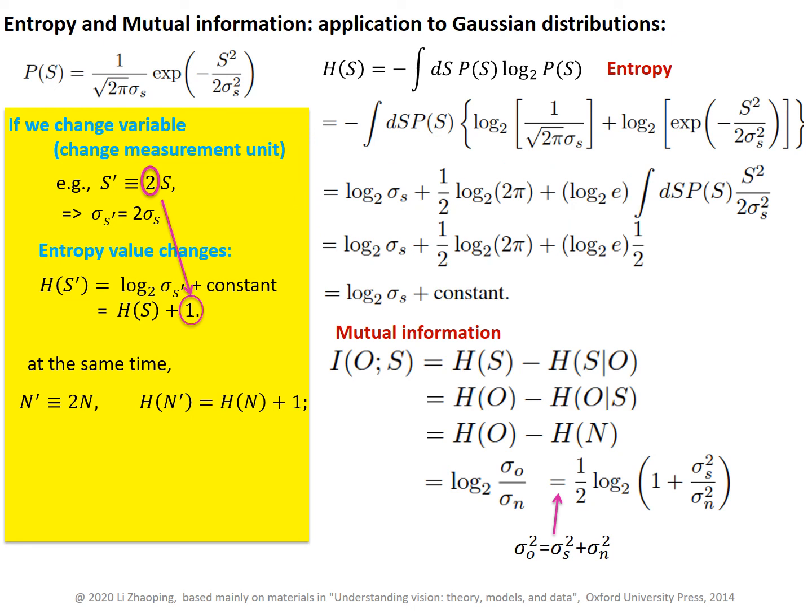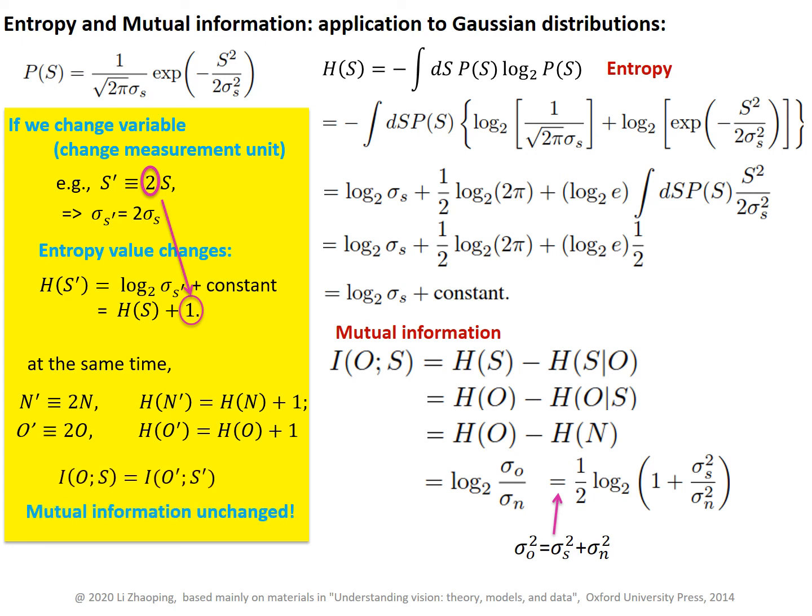However, when you change units like that, you have to change the unit also for the noise N, and also for the outcome O. So consequently, the mutual information does not change. Therefore, mutual information is very useful. Unlike entropy, it does not depend on the units we use to measure quantities.